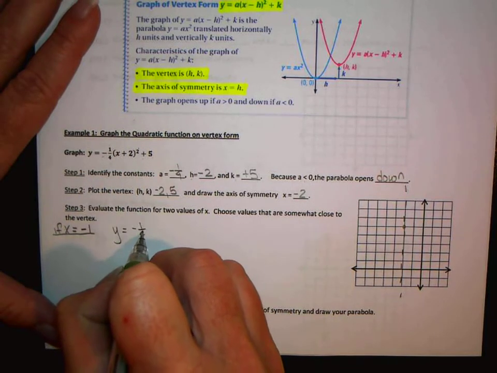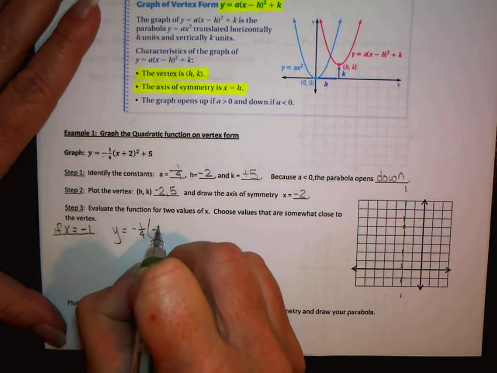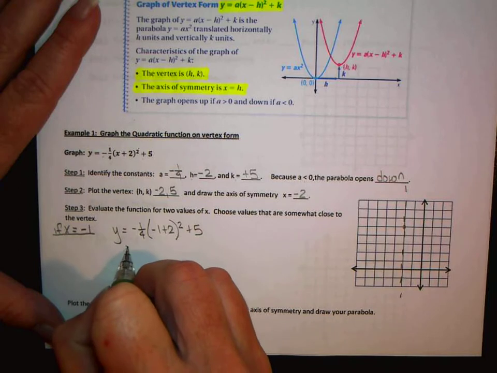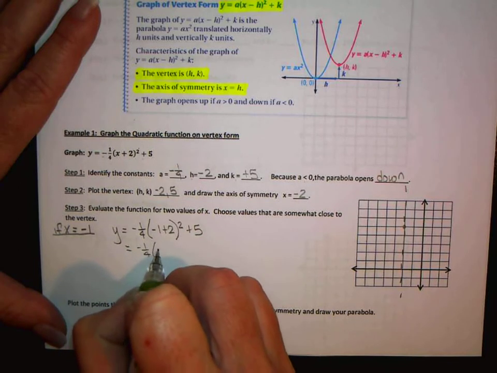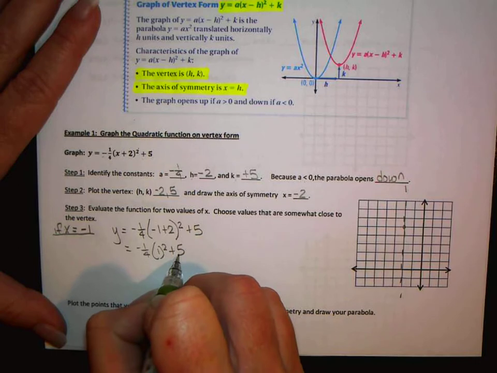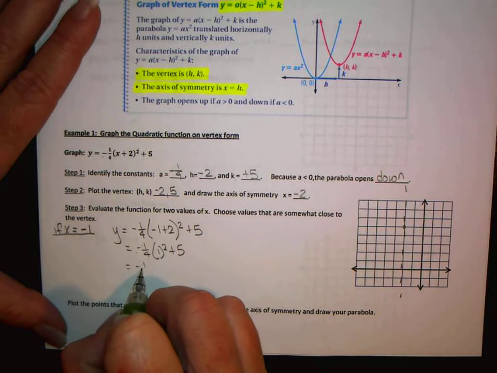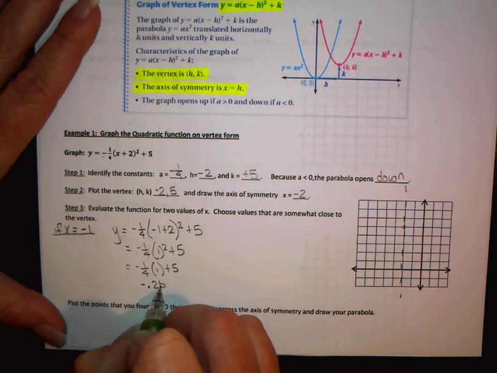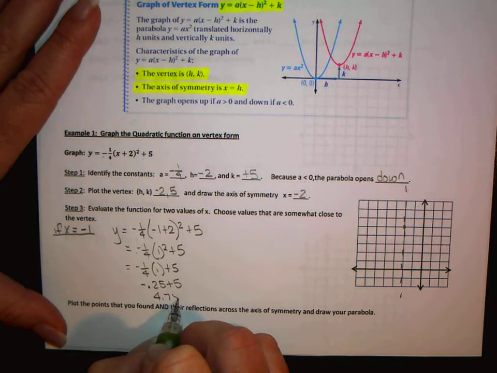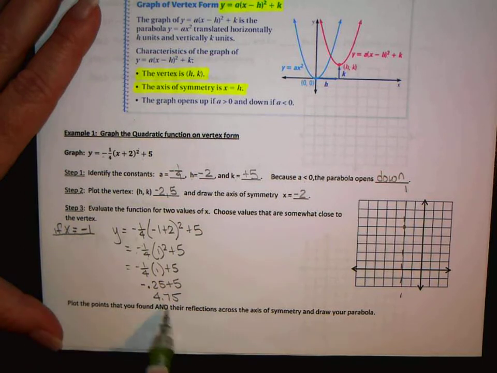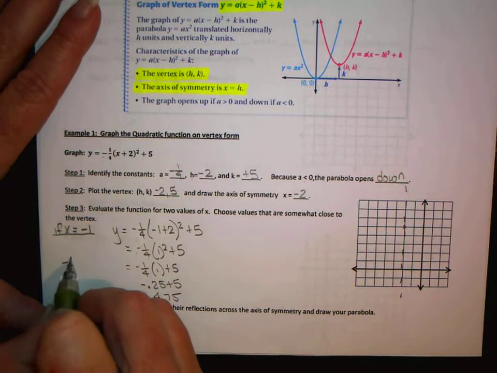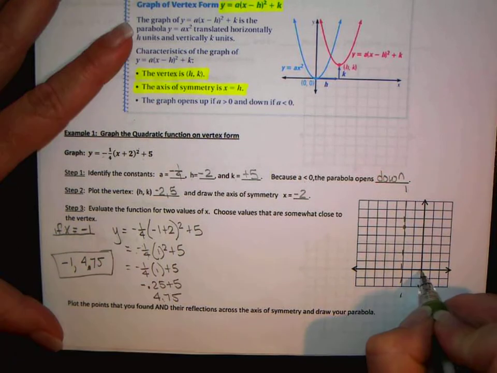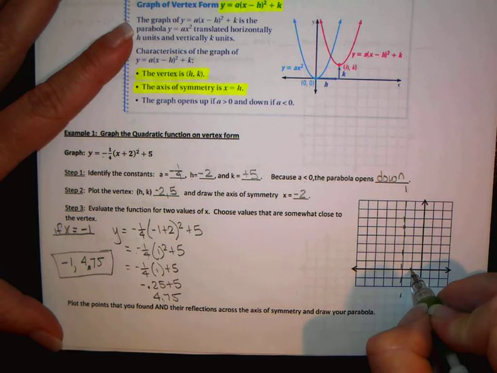Equals negative 1/4 times negative 1 squared plus 5. So you're going to get negative 1/4 times 1 plus 5, and this is negative 0.25, so the coordinate is 4.75. So when x is negative 1, then y is 4.75. So you're going to graph negative 1 and 4.75. So negative 1 and then 4.75.